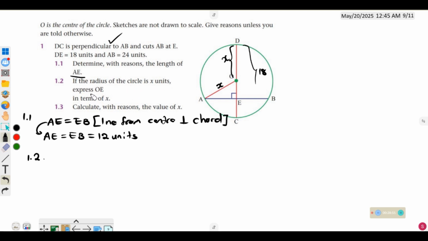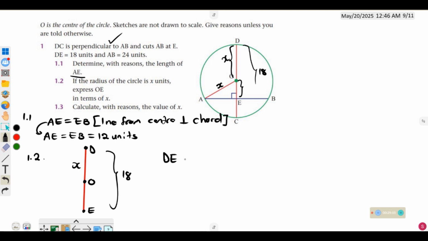If the radius of the circle is x units, express OE in terms of x. So they want OE, this small part, in terms of x. But wait, look at that line, the total line of DE. You start from D, go to the central point O, then end up at E. We have this total length to be 18, and we have the radius DO to be x. So think about it.